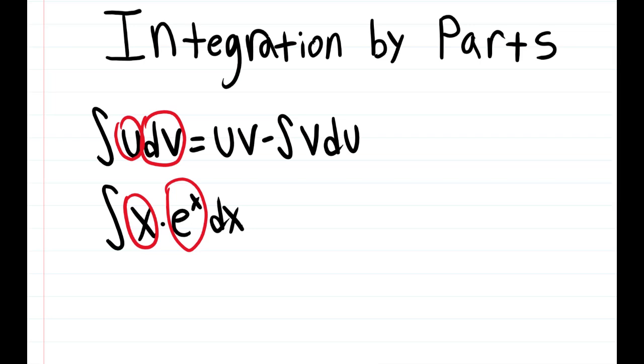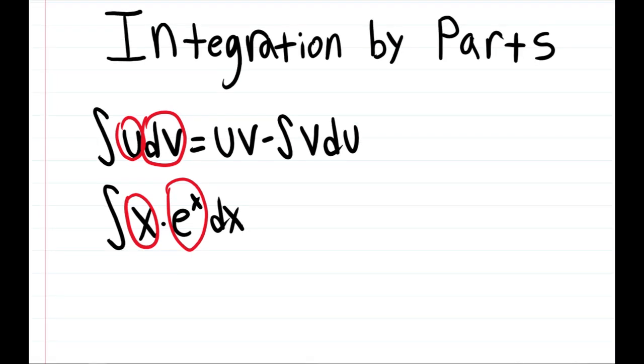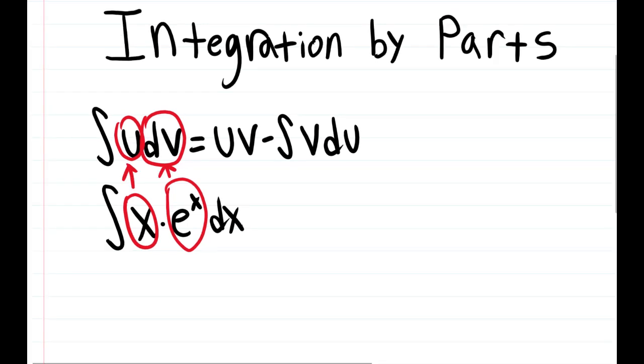But now I need to know what is u and what is dv. Well, sometimes all you need is a lucky guess. Let me say that x is u and e to the power of x is dv. So now what do I do? Well, let me create a fresh new chart to label out all my u's, all my du's, all my dv's, and all my v's.